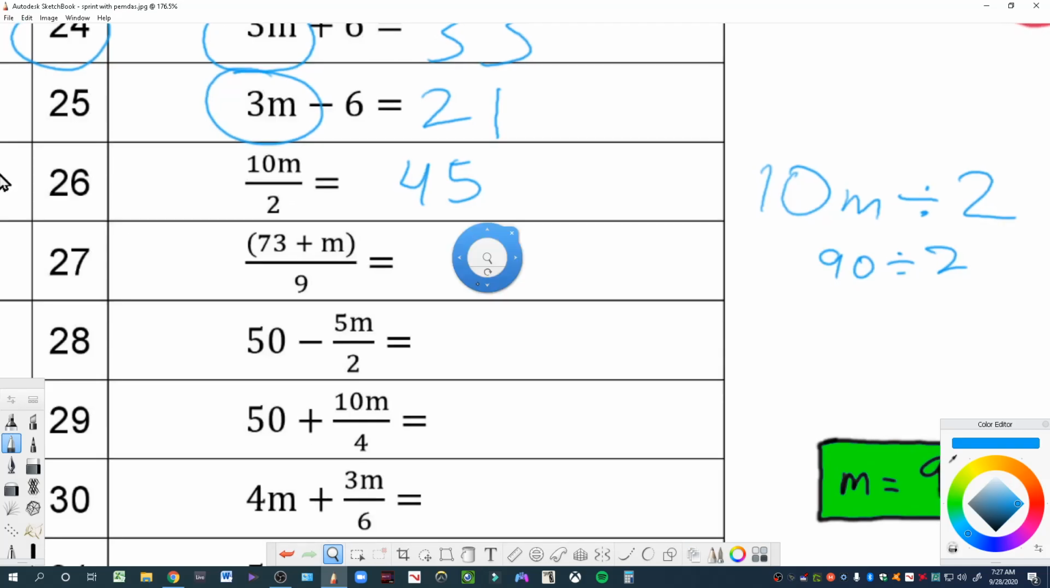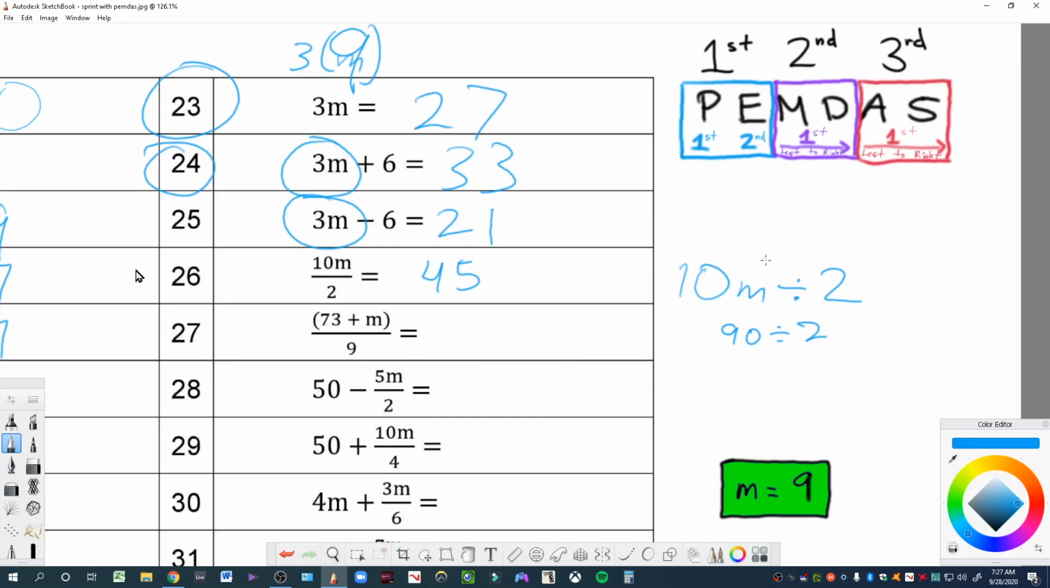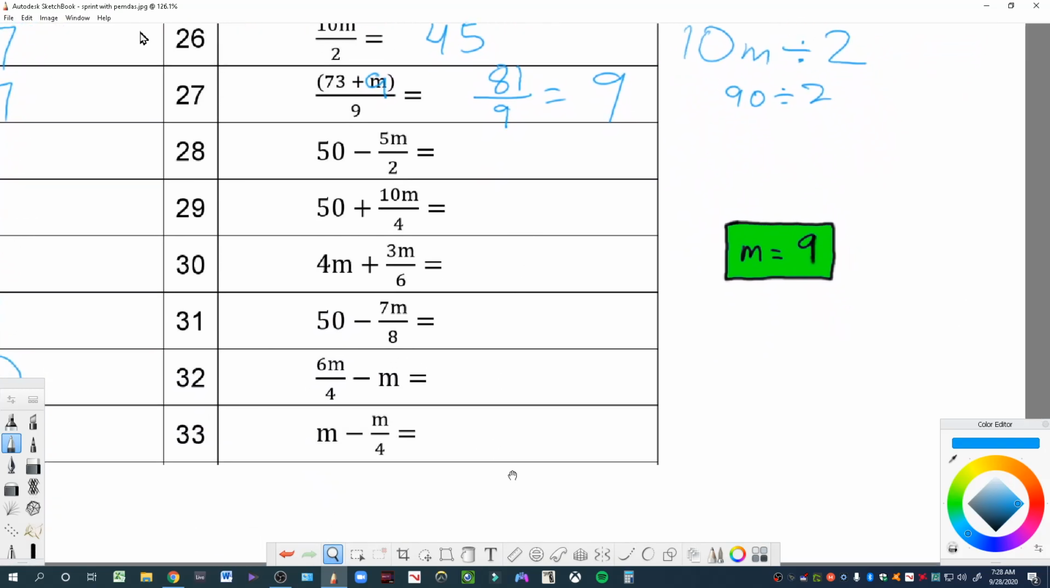If I look at number 27, I have one that has a parenthesis inside this time. So this time the parentheses are right here, 73 plus m. So I must do whatever's inside of there first. Parentheses always come first. So I replace the m with a 9, and I do 73 plus 9, which gives me 81 on top, over 9. Once I do my addition, then I can do my division. Then I can do my 81 divided by 9 equals 9, and I get my answer. Remember, fractions mean division.